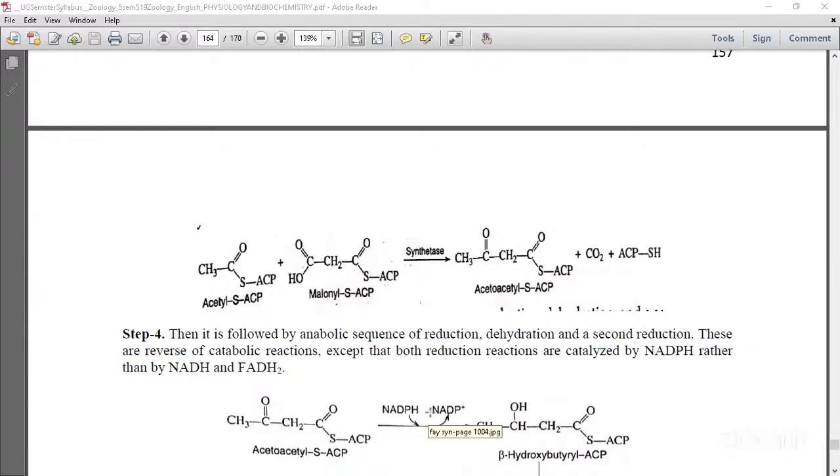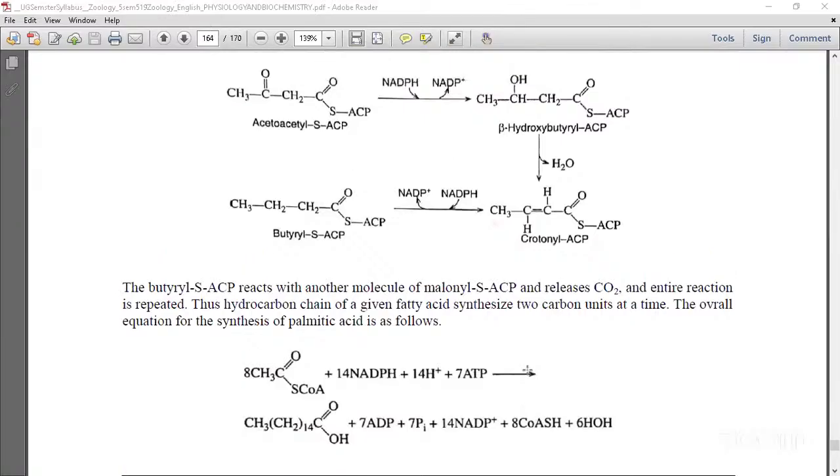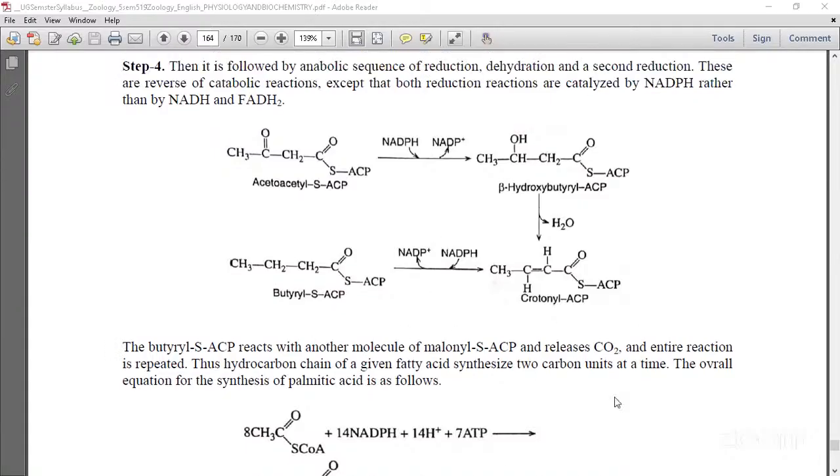The reduction, dehydration, and second reduction are reversible catabolic reactions, except that both reduction reactions are catalyzed by NADPH rather than by NADH and FADH. Finally, you can see the formation of palmitic acid from butyryl ACP, which reacts with another molecule of malonyl. Here the releasing of carbon dioxide takes place.